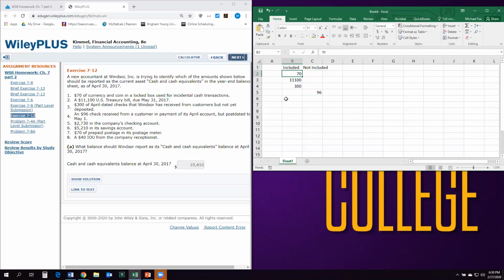$2,730 in the company's checking account, definitely. $5,210 in a savings account, yes. $70 of prepaid postage in the postage meter, no. Even though it's definitely a current asset, right? It's something we have that gives us value. And then a $40 IOU from the company receptionist, that's worth as much as the paper it's written on.